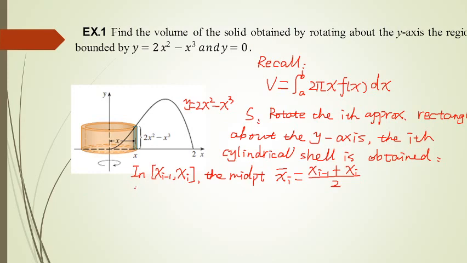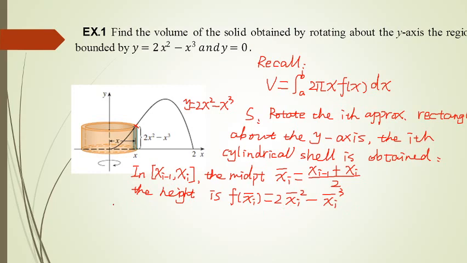So the height for the i-th shell, you will notice that this function value gives the height, right? So evaluated at x_i bar, it will be 2 x_i bar squared minus x_i bar cubed. So we figure out the radius, so we can get the circumference 2 pi x_i bar, and then the height is f(x_i bar). This is for the i-th shell, right?